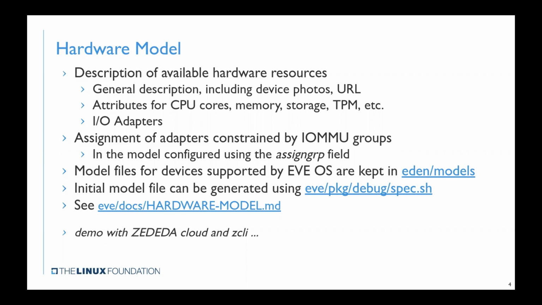You can get started using the script mentioned here in the Eve repository, in the subdirectory package debug, and the script name is spec.sh. This script can, to some degree, generate this hardware model. It can detect how many CPU cores are available and how much memory is available. It can also list the input-output adapters. It can get this information from the /sys file system, and also using tools like lspci, lshw, lsusb.